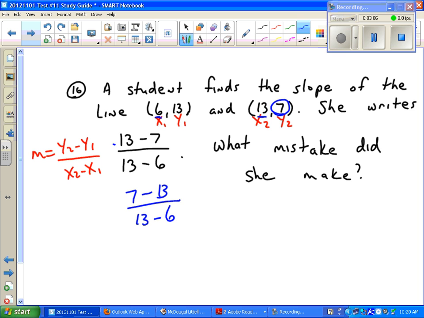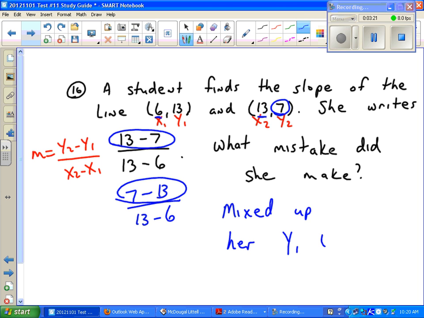So look at the difference between her top line, 13 minus 7, and what it should be. She should have had 7 minus 13. So she mixed up her y sub 1 and y sub 2 values.